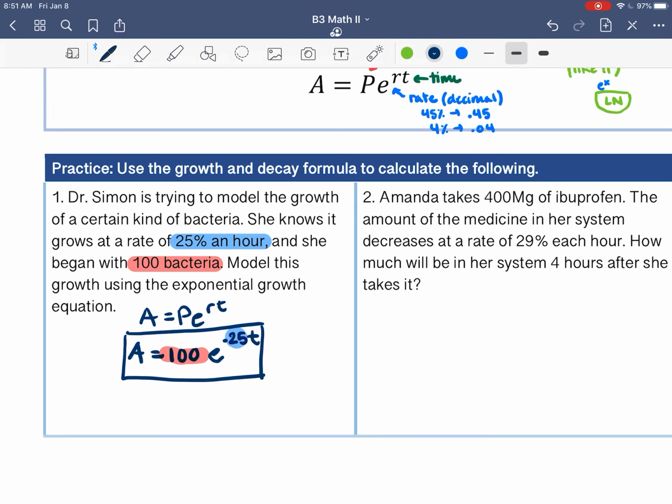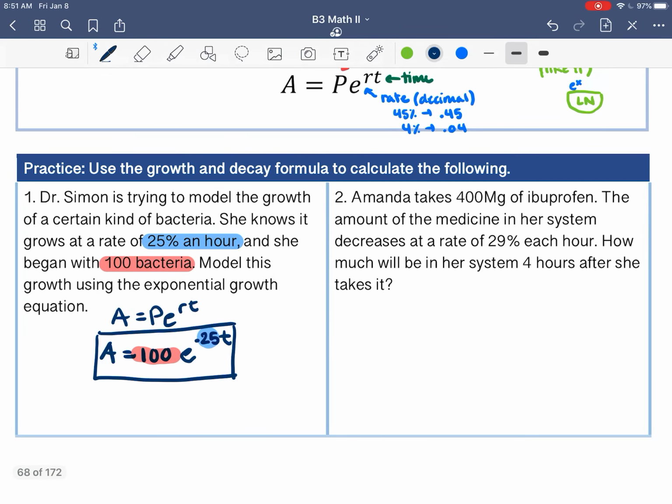So that's it. Number 2, Amanda takes 400 milligrams of ibuprofen. The amount of medicine in her system decreases at a rate of 29% each hour. How much will be in her system 4 hours after she takes it? So again, we have A equals P times e to the rt. And let's highlight some things here. 400 milligrams is the starting amount. 29% is the rate. We'll talk about that in a minute. And then 4 hours is how much time. So this one we do have all the pieces of our formula.